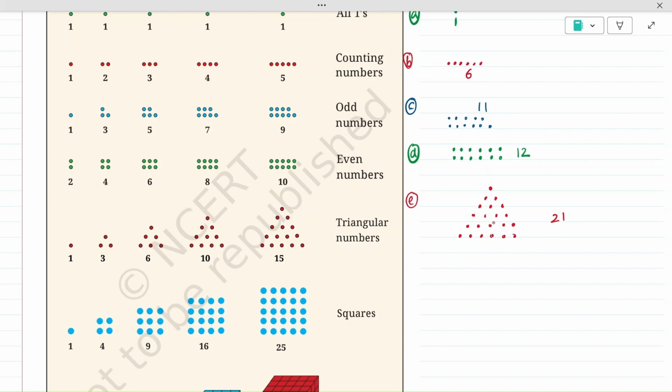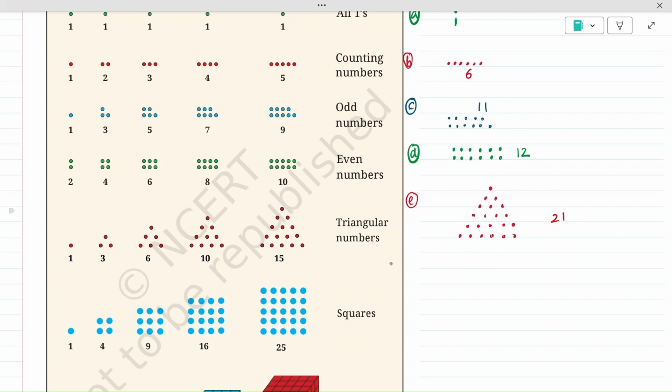So kids, see one thing here. These numbers are called triangular numbers because we can represent them in the form of an equilateral triangle. That means a triangle whose sides are all equal. We know this already, that an equilateral triangle is the triangle which has all the sides equal. Since we can represent them in the form of an equilateral triangle, they are also called triangular numbers.